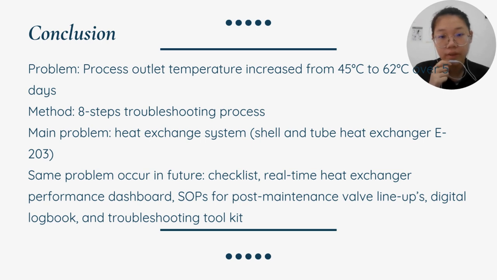So in conclusion, the problem is that the process outlet temperature increased from 45 degrees C to 62 degrees C over 5 days, and this problem can be solved by using the X-step troubleshooting process method. And the main problem is because of the heat exchanger system. And when the same problem occurs in future, we can use the checklist, real-time heat exchanger performance dashboard, SOPs for post-maintenance valve lineups, digital notebook, and also the troubleshooting toolkits.